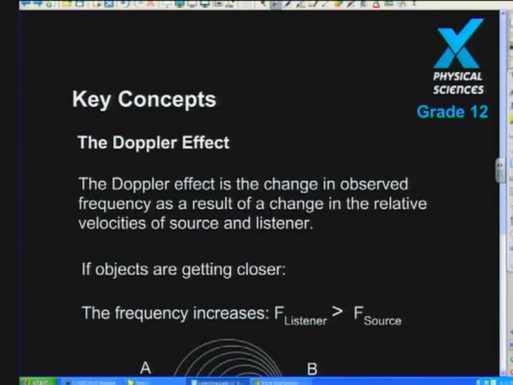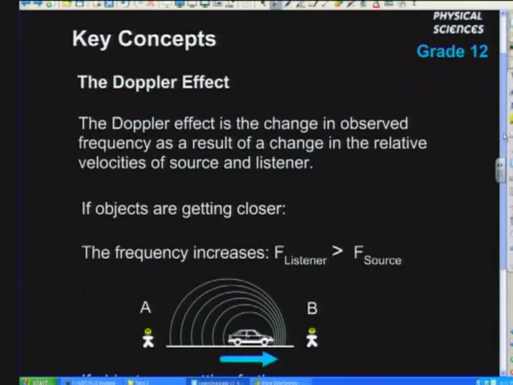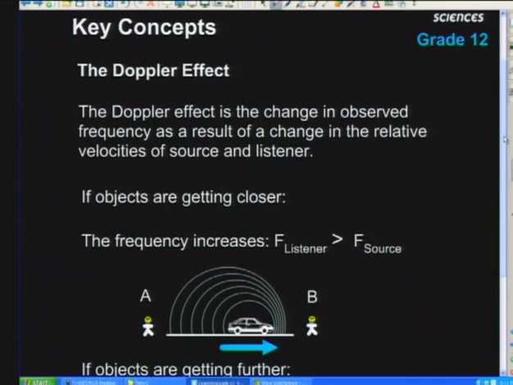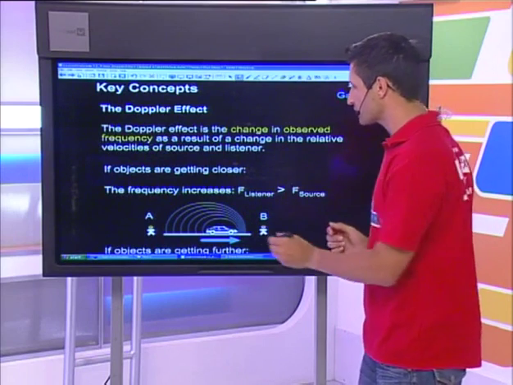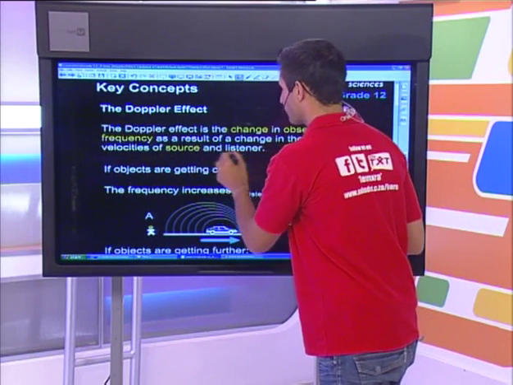So let's take a look at the actual Doppler effect and how it applies here. There are many different definitions that you can apply to the Doppler effect, but basically it's to do with the change in observed frequency. That means the change in the frequency which we can hear or observe. So I'm looking for a change in the observed frequency as a result of the change in the relative velocities of source and listener.